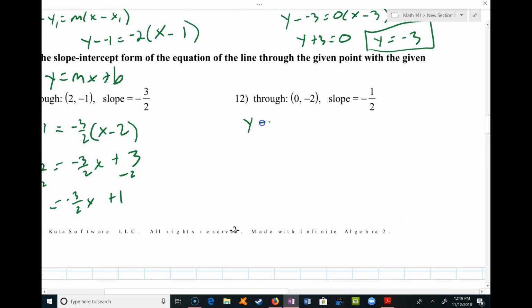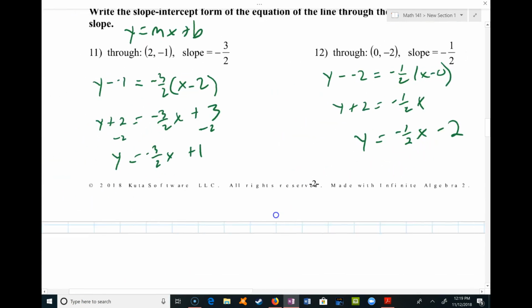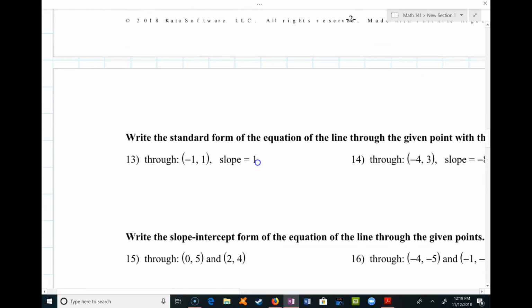Okay, same thing here. I'll start off with y minus a negative 2 is equal to negative 1/2 times x minus 0. So that's going to be y plus 2 equals negative 1/2 x, which means y equals negative 1/2 x minus 2. That would be slope-intercept form. Slope is negative 1/2. Y-intercept is negative 2. That means it crosses the y-axis at negative 2.